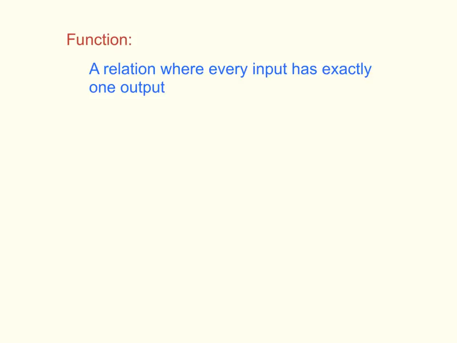And to put that in more clear terms, this means that for every x, there is exactly one y. So in this situation, x is the input, y is the output. So let's take a look at a function in action.